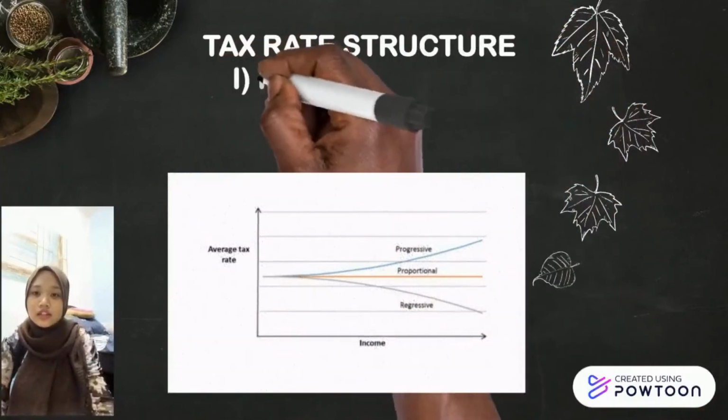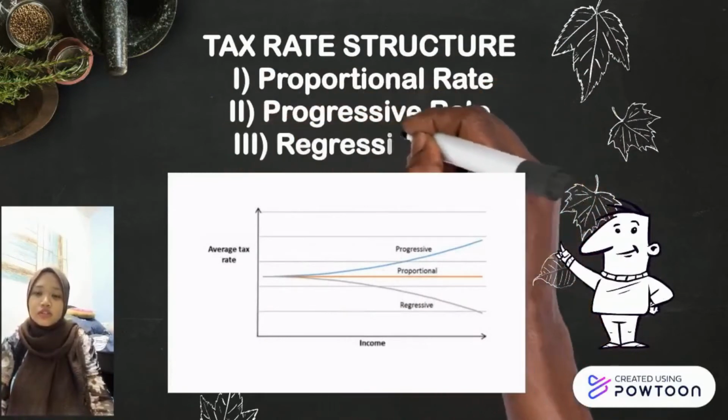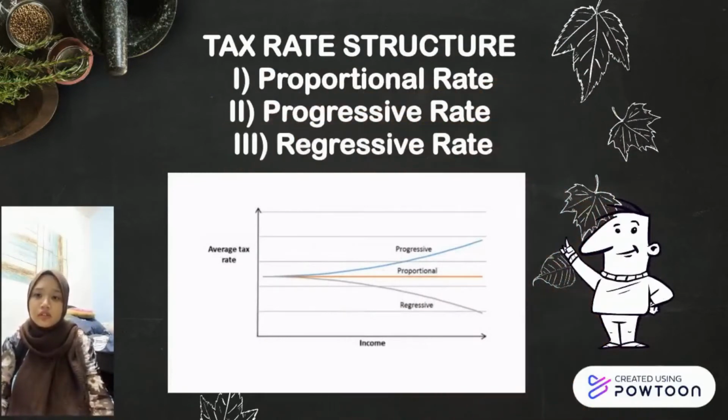Okay, second is the tax rate structure. The tax rate structure is divided into three parts. First is the proportional rate. Tax rates under this structure are usually proportional or constant. A constant or fixed tax rate applies even if the tax base increases, for example GST or stamp duty in Singapore.